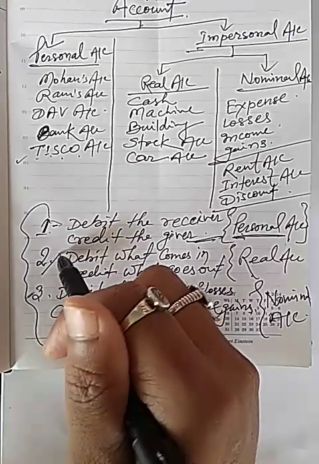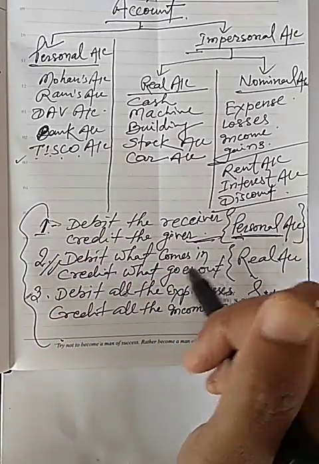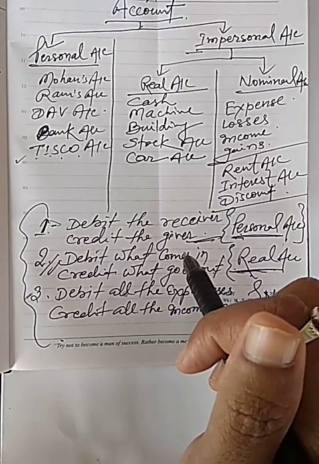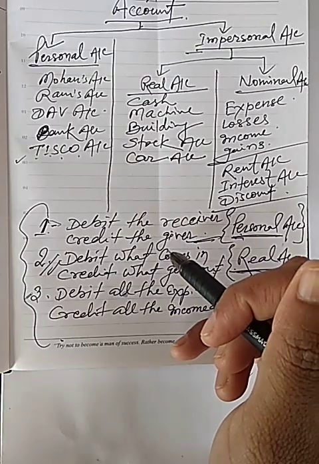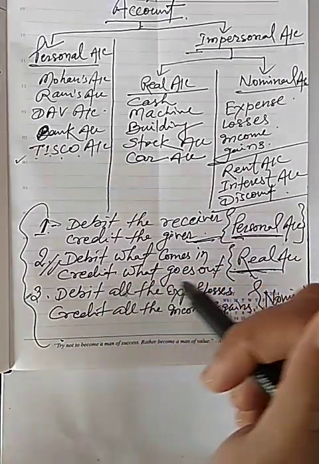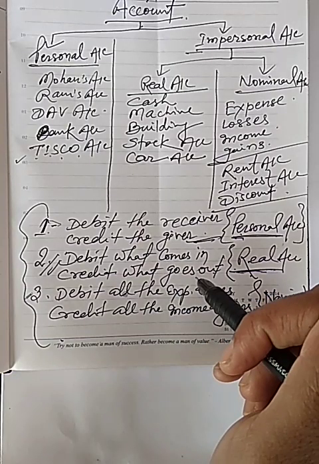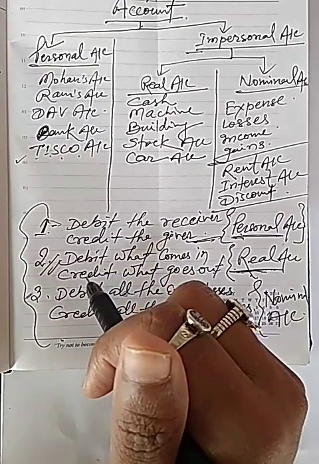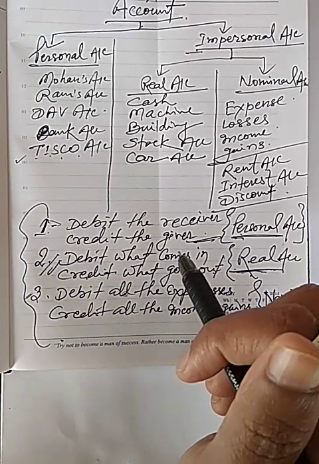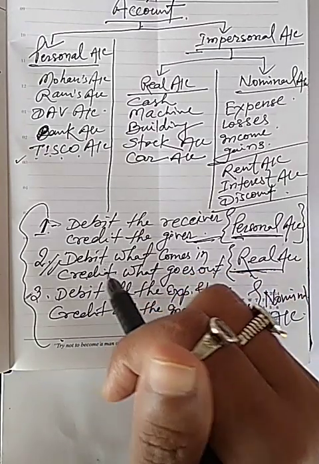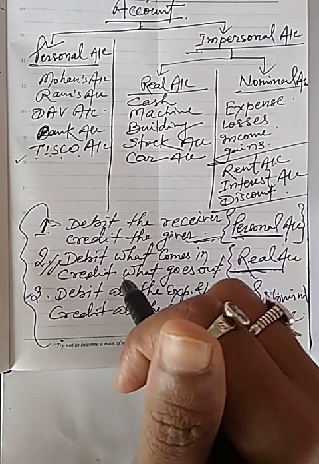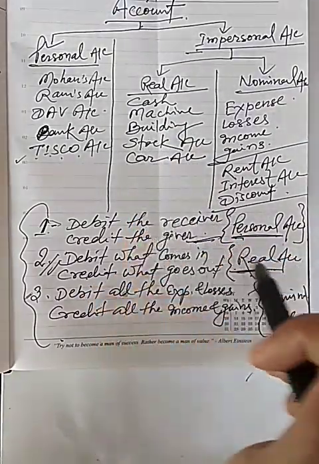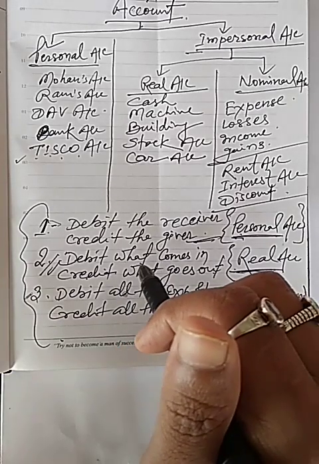Now second is debit what comes in, credit what goes out, which is the real account. It means when any asset comes into the business it will be debited, and when any asset goes out of the business it will be credited. The assets of a business are related to real account, so this rule is related to real account.